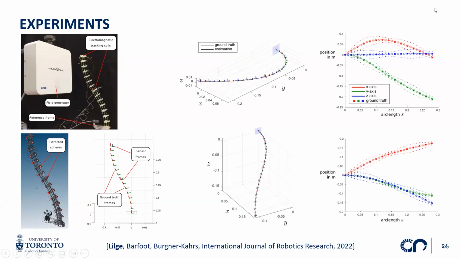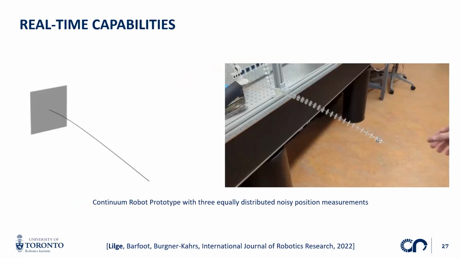And you can see that this estimation is actually quite accurate with respect to ground truth, where here in the 3D shapes, the shapes almost overlap. And even here on the detailed plots, where you can see the position over arc length with respect to its X, Y, and Z components, it also matches the ground truth very accurately, actually. And so these are some static pictures, but I think it's always cool to show some videos.